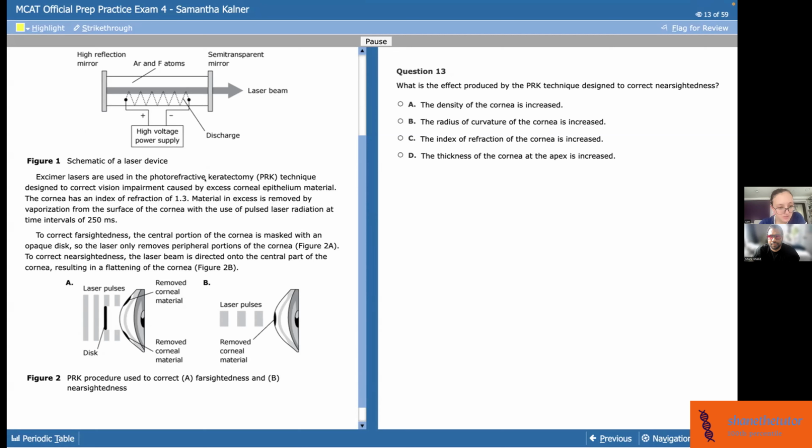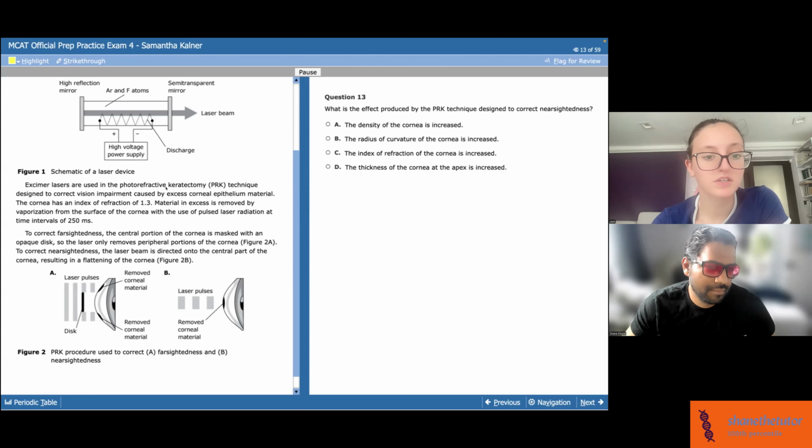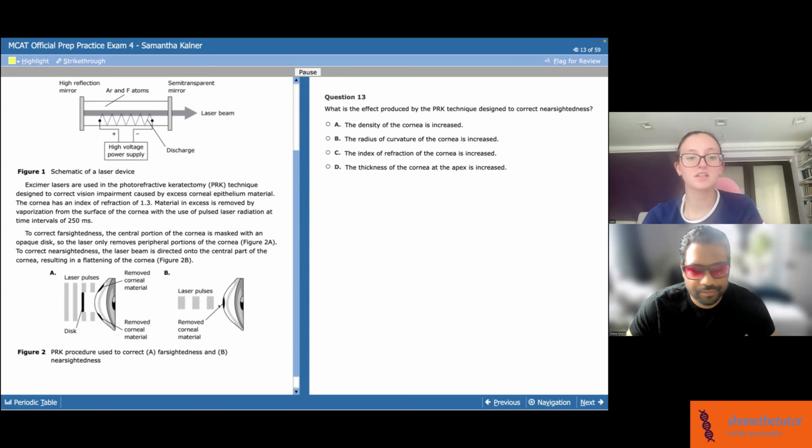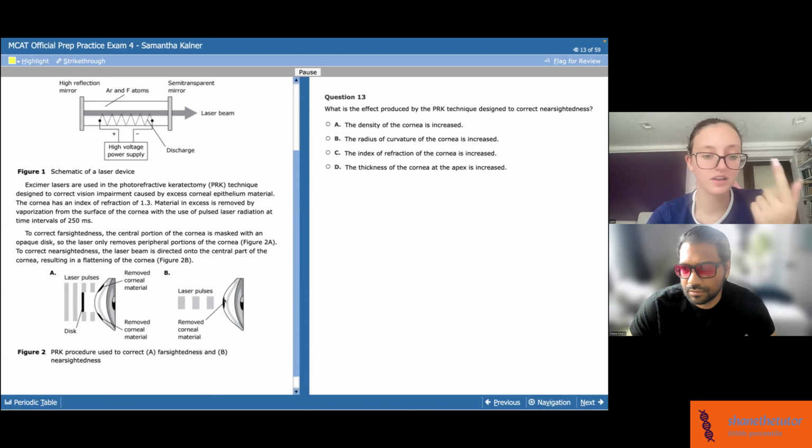To correct farsightedness, the central portion of the cornea is masked with an opaque disc, so the laser only removes peripheral portions of the cornea. To correct nearsightedness, the laser is directed onto the central part, resulting in flattening of the cornea. I thought that was astigmatism. Which part? When the cornea is misshaped. Oh, okay, I understand. This is like the contacts you put in at night that flatten out the cornea so you see better during the day.